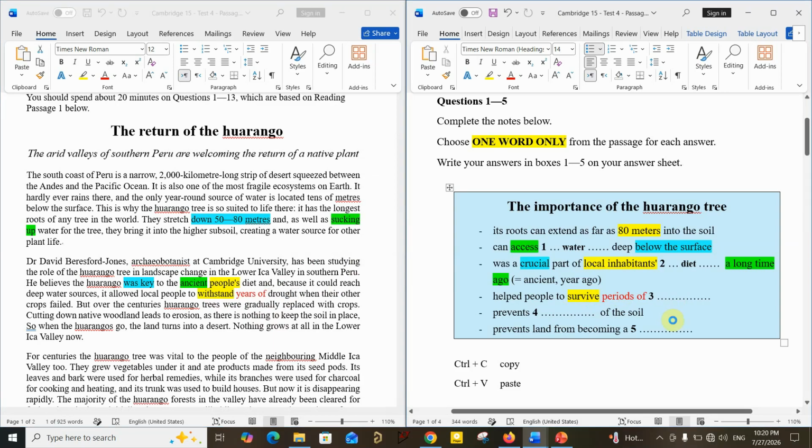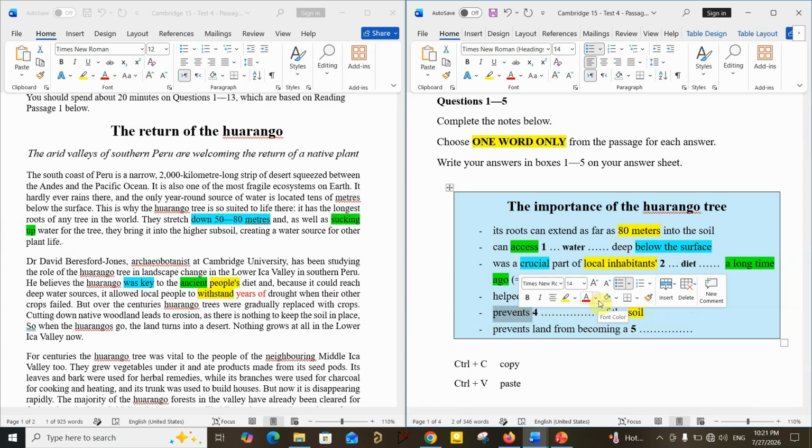Period of. And even if you don't know, you had to write something related to periods of what? Periods of drought. It's related to the time period. Okay, drought. Next question, question 4. Prevents what of the soil? So something related to the soil, and it's prevents.